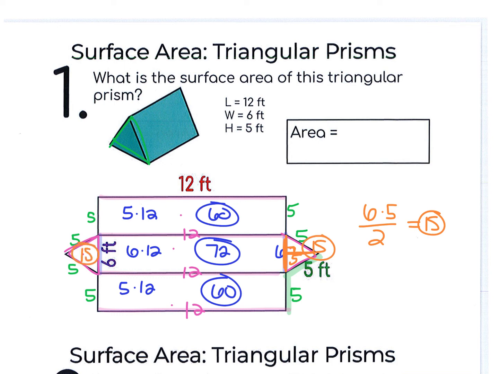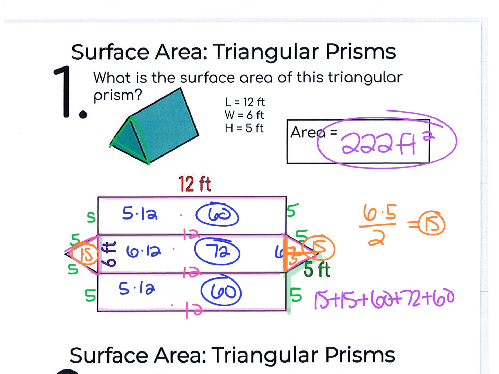The last thing I need to do is add this all together. So I have 15 plus 15 plus 60 plus 72 plus 60. And when I add this all up, I get 222 feet squared. So there's my surface area. And you're going to do the same thing for everyone on your assignment.